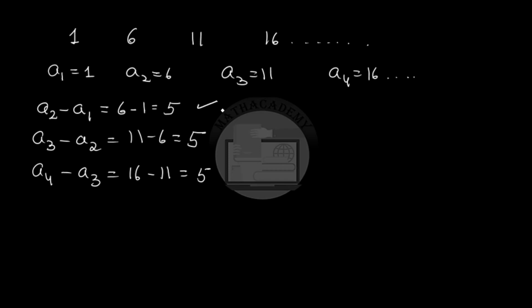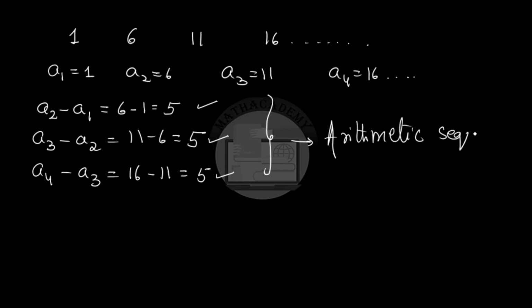And we see that the difference between any two consecutive terms is always the same and therefore such a series is an arithmetic sequence. And this 5 becomes your common difference D. If they ask you to find the 7th term, then the 7th term by the recursive formula should become the 6th term plus D.